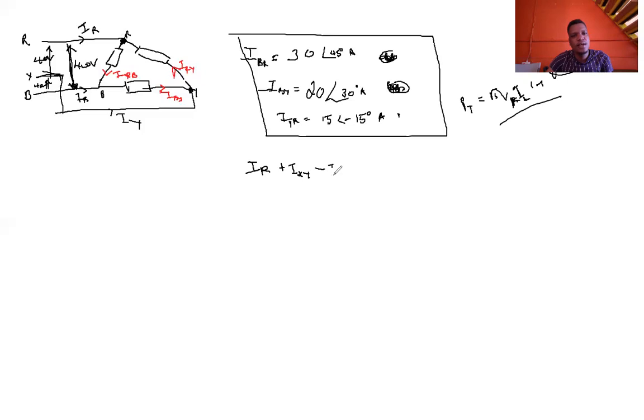Okay, minus IRB. Now that should give us a 0. So IR and IRB, this will be IRB minus IRY. These are phasor sums, eh?